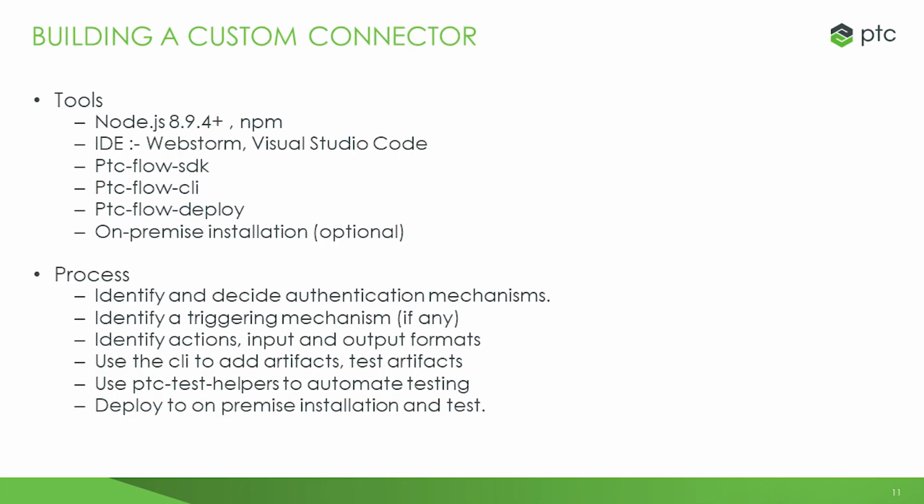The next thing that we'll look at, now that we have seen the various important artifacts that a connector can contain, is how one would go about building a custom connector. First, let's look at what tools are required. In order to build a connector, you will need to have the Node.js programming language installed on your system. It needs to be the 8.9.4 LTS version, that is the long-term support. And it comes with the Node package manager, which is used to install additional required packages.